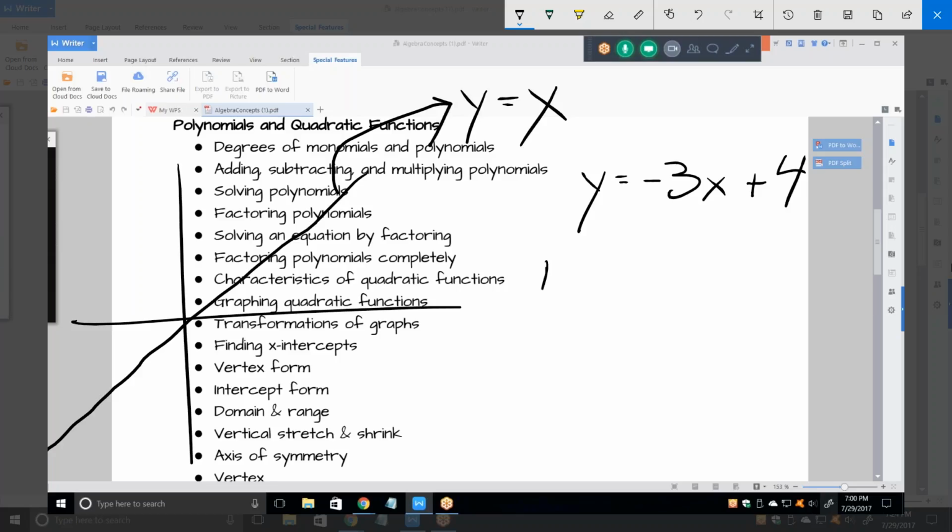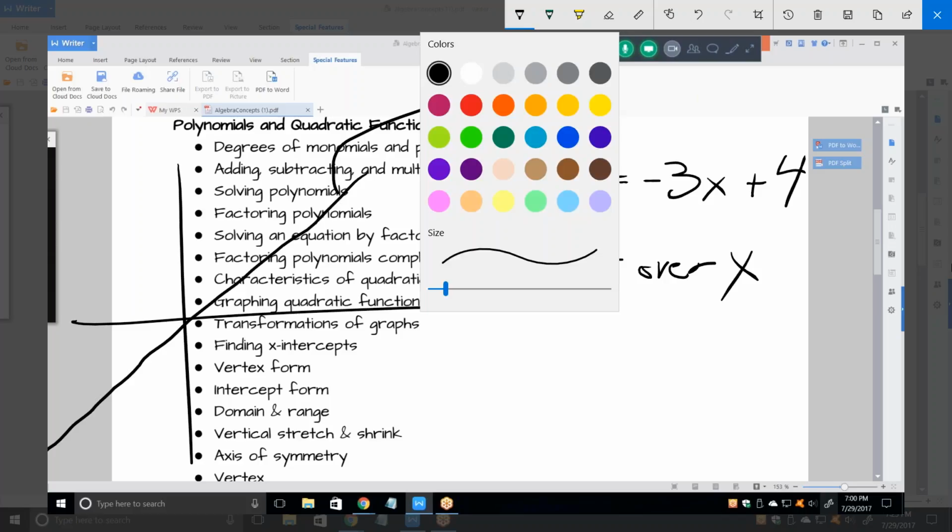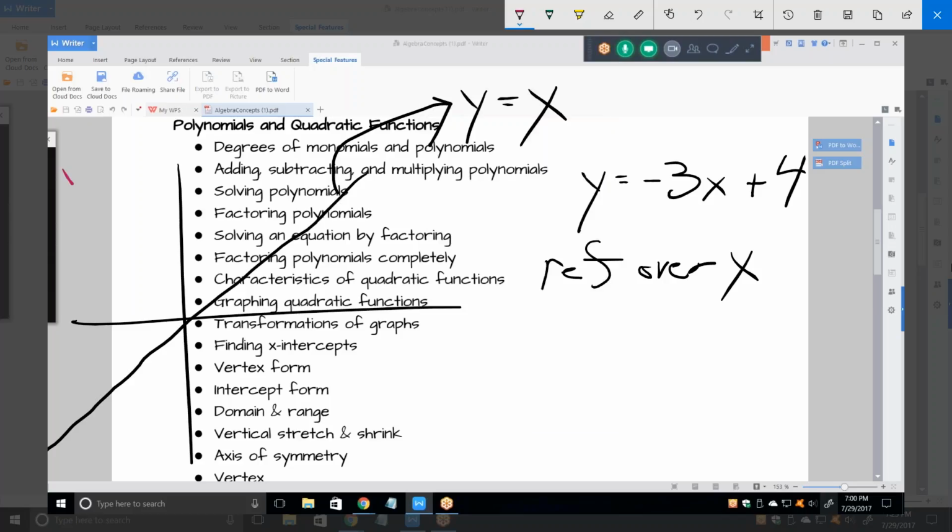So I've got a reflection over X. And if you don't know what that looks like, let me draw it in red. That's what a reflection over X looks like. In other words, every point that's on the black line, just put it an equal distance in the bottom right quadrant on the other line.